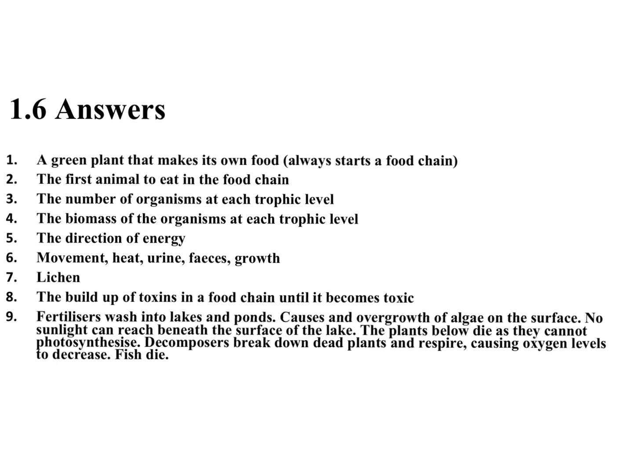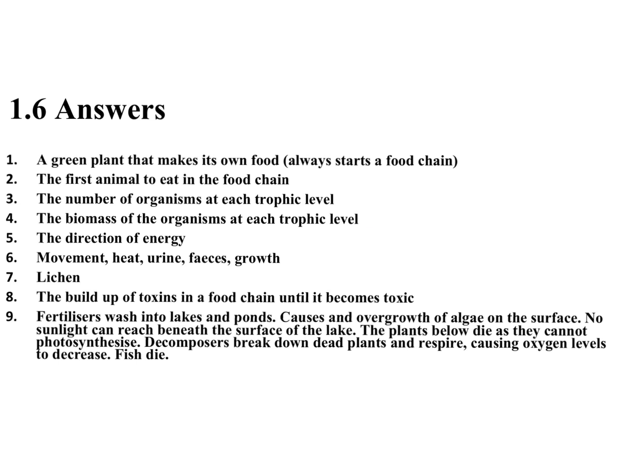Okay, so the answers then. Define the term producer: a green plant that makes its own food. The term primary consumer, or first stage consumer, is the first animal to eat in the food chain. Number 3, what does a pyramid of numbers represent? It's the number of organisms at each trophic level, whereas the pyramid of biomass, for number 4, is the biomass of the organisms at each trophic level.